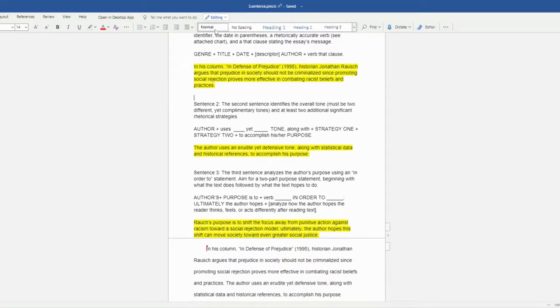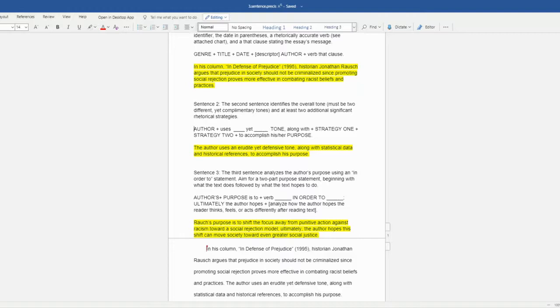Now, the second sentence is all about strategies, where we start with tone. We're looking for 2 different complementary tones, at least 2 additional significant rhetorical strategies. Most of the time, our pieces are arguments, so we can usually identify the primary type of evidence. So let's see this at play.